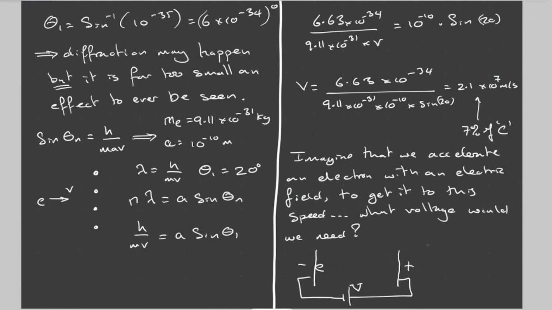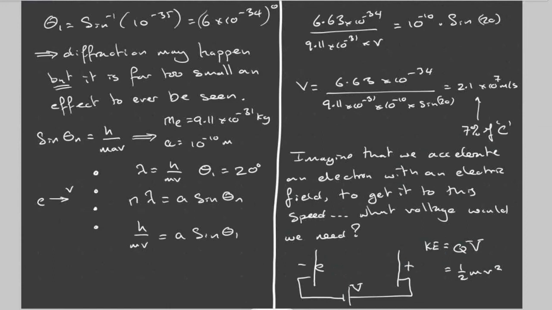Now, the kinetic energy gained by a charged object when it moves through a voltage V is given by QV. Q is the charge of the object, V is the voltage that it has moved through. That's the kinetic energy, which of course is a half mv squared. Now we know what the speed, v, is that we want. And we know the mass and we know the charge of an electron. So we should be able to work this out.